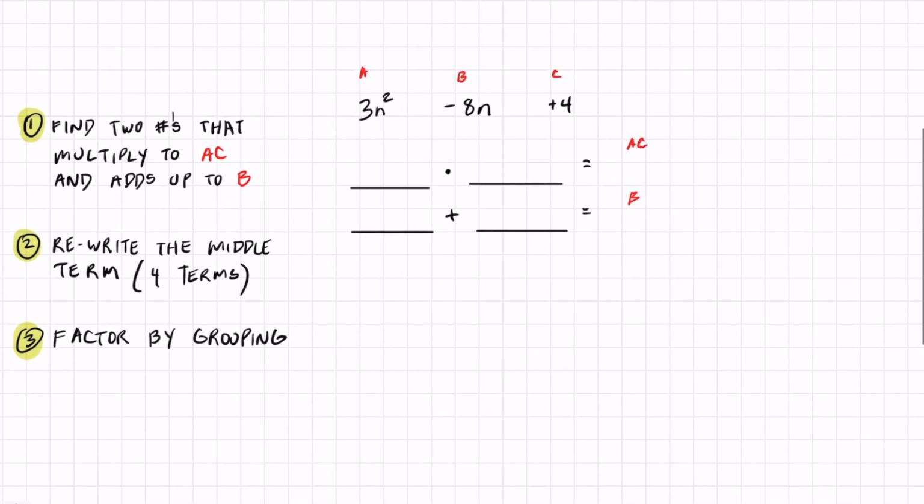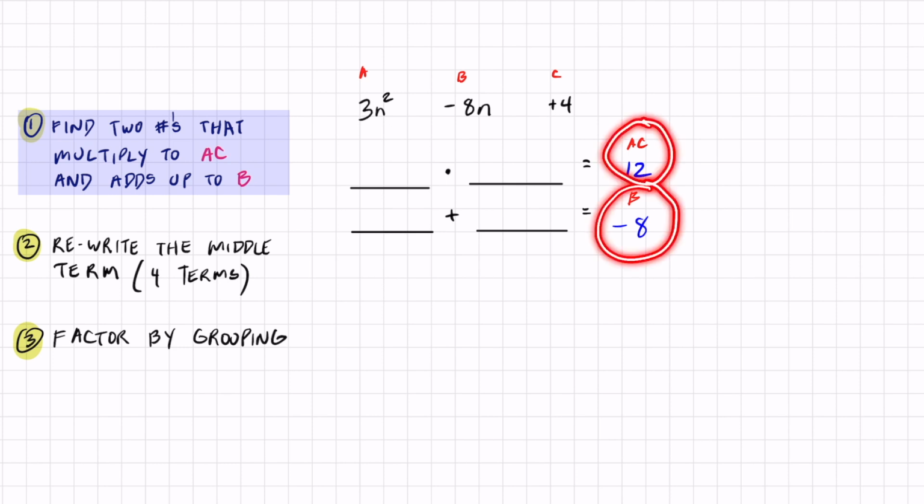We're gonna go through this one a little faster. First thing is to multiply A and C. Write that result right here. It's gonna be 12, and my B is negative 8. Here's where your mental math, street smarts gotta jump in. Two numbers that give me a positive number, but when I add them up, I get a negative.